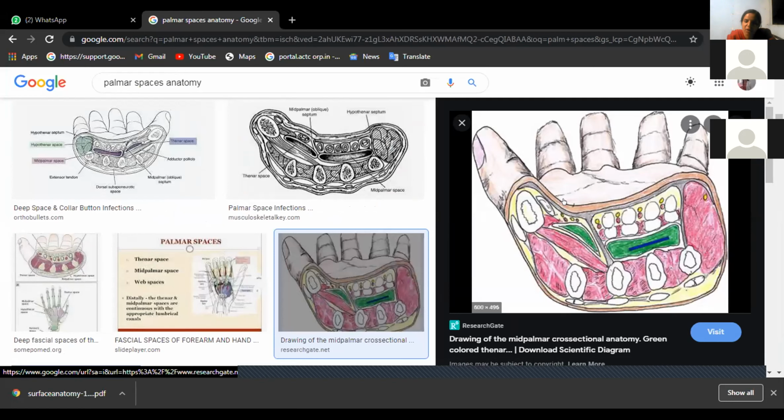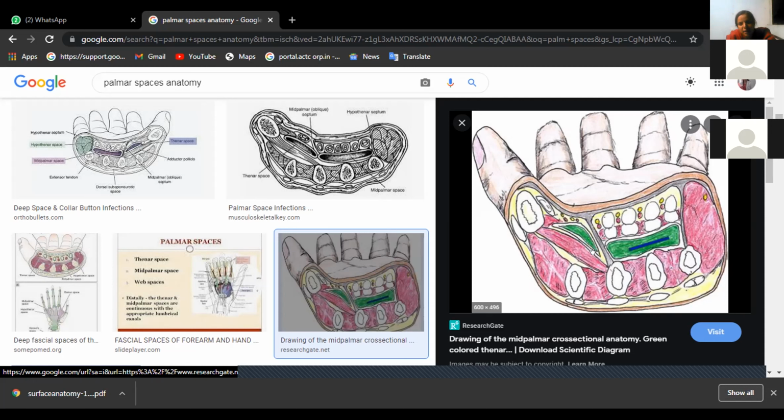See here, when you are trying to do dissection, the first thing you come across is skin. Below that you will see the superficial fascia. Then we have the palmar aponeurosis. Then you are finding these tendons. What are these? Flexor digitorum superficialis. Below this we have flexor digitorum profundus. Between the flexor digitorum profundus tendons we have the lumbricals.